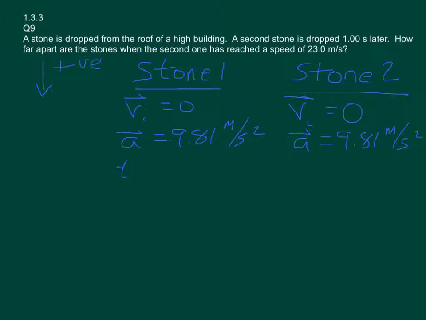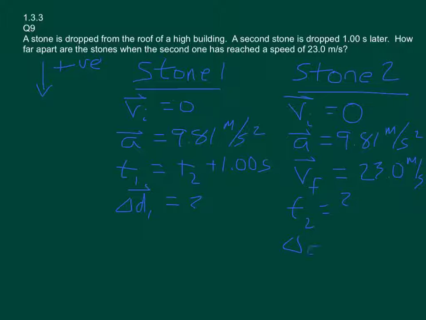This is where we get some wonky time. So we can say the time for stone 1 is the same as the time for stone 2 plus 1 second. Right? That's 1 second longer. I want to know the displacement of 1. That's the question. Stone 2, we have some other information. We know velocity final over here at 23 meters per second. T2, we don't know. Displacement 2, we don't know.